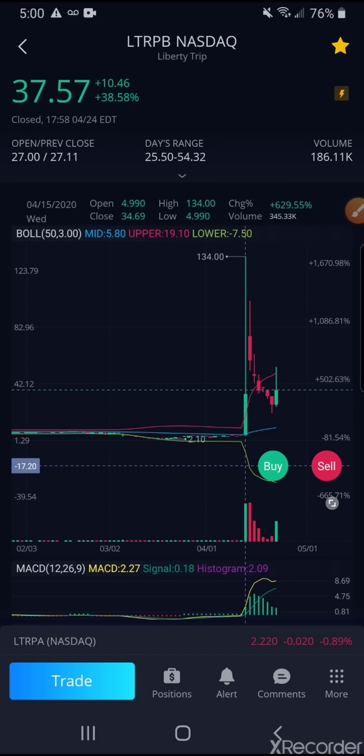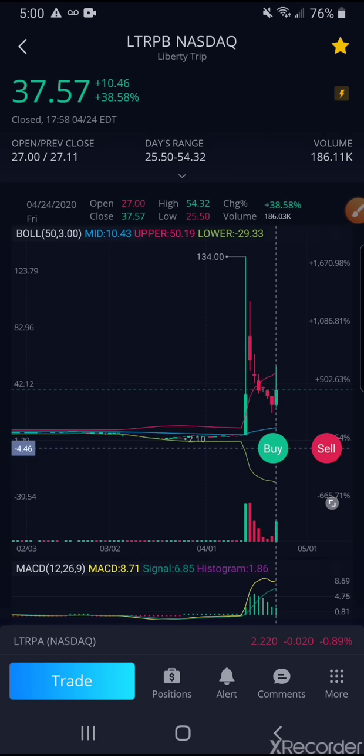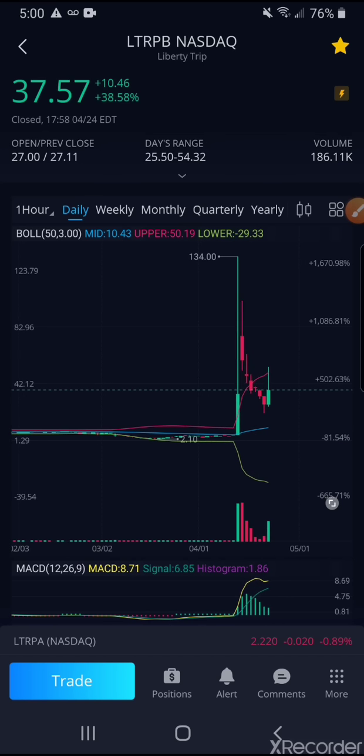345,000 shares were traded. It actually was up 1,200% or 2,300%, and then it came back down and closed at 629%. The very next day, all right, so it closed at 34 and then shot back up to 100, and then it just kept coming back down, and now it's looking bullish again. Well, not really bullish, but you know.